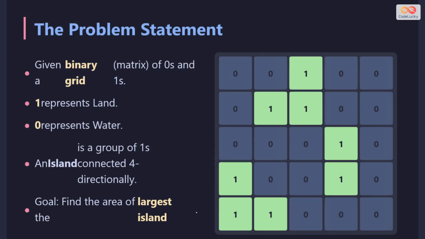Let's first understand what we are trying to solve. We are given a binary grid, which is essentially a matrix filled with zeros and ones. In this grid, a 1 represents land and a 0 represents water. An island is defined as a group of ones that are connected either vertically or horizontally. Our specific goal here is to calculate the area of the largest island in the entire grid. The area is simply the count of connected ones.